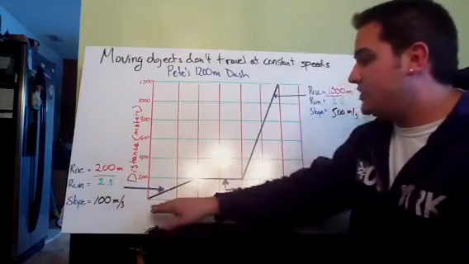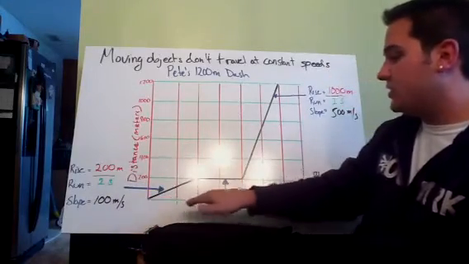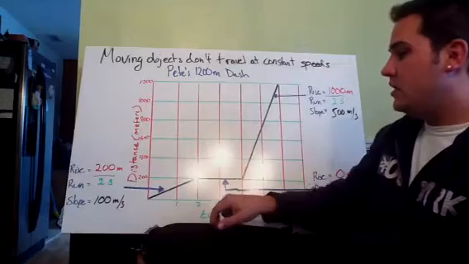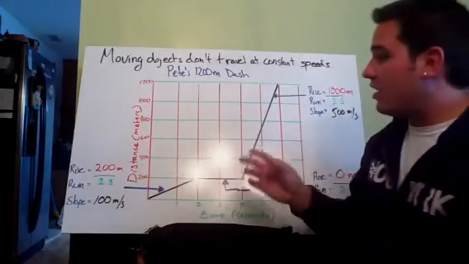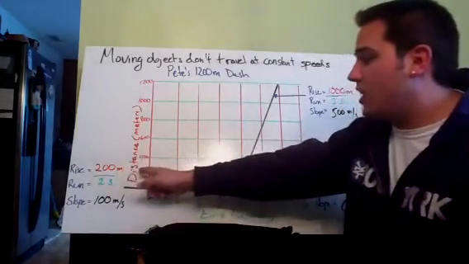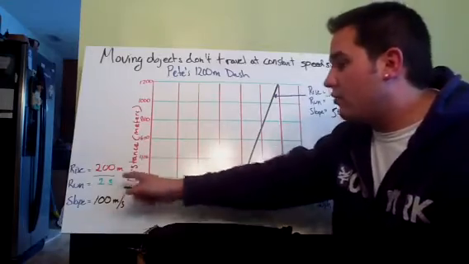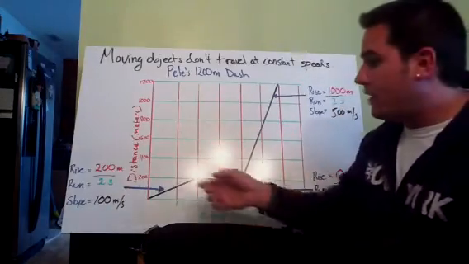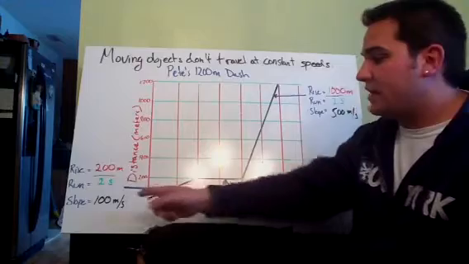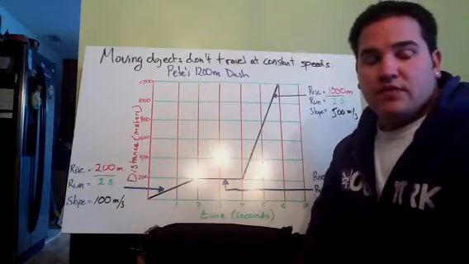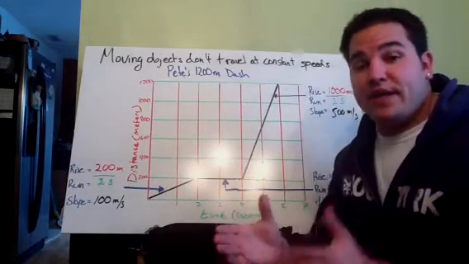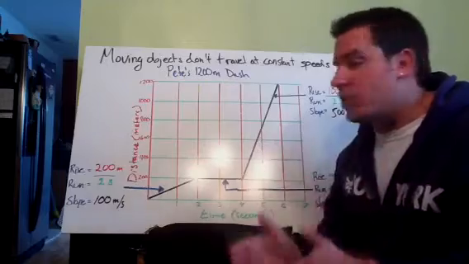Our run is 2 seconds. We can see that: 0 seconds, 1 second, 2 seconds. So we put that, again, don't forget, our colors are coordinated. Our rise is in red, distance, and our run is in green, time. So 200 meters divided by 2 seconds gives us a speed of 100 meters per second. That's Pete's initial start to his run.